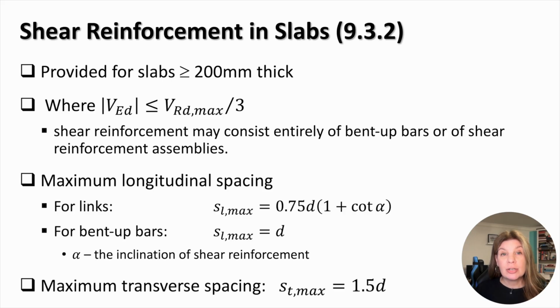Where the applied design shear force V_Ed is smaller than a third of the crushing resistance of the inclined concrete strut V_Rd,max, shear reinforcement may consist entirely of bent-up bars or of shear reinforcement assemblies. The maximum longitudinal spacing for vertical links is 0.75d, and for bent-up bars it is d. The maximum transverse spacing is 1.5d.